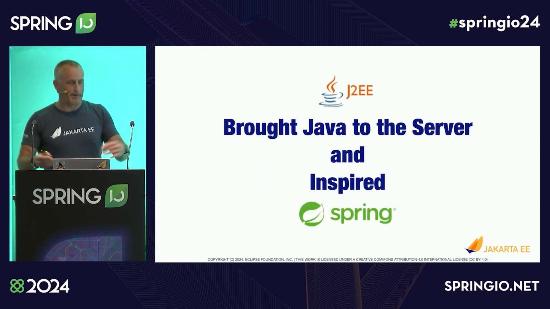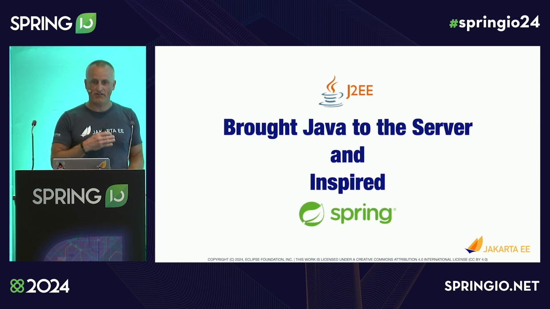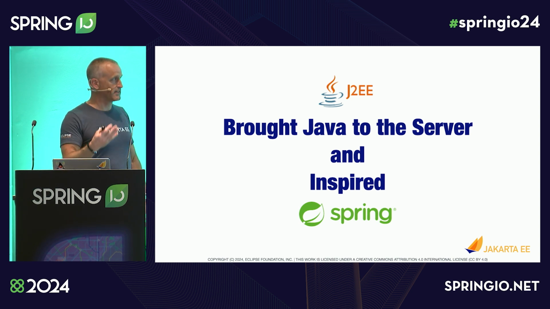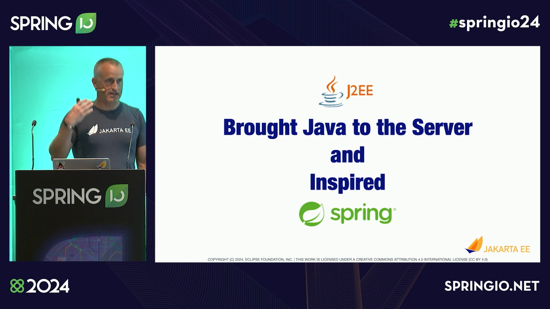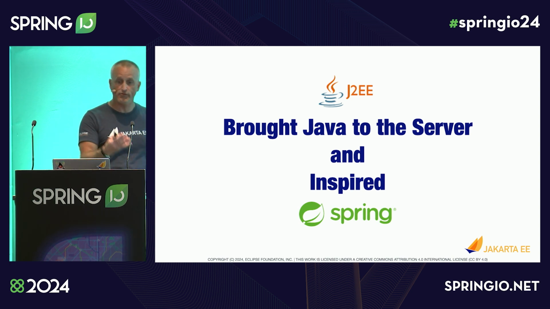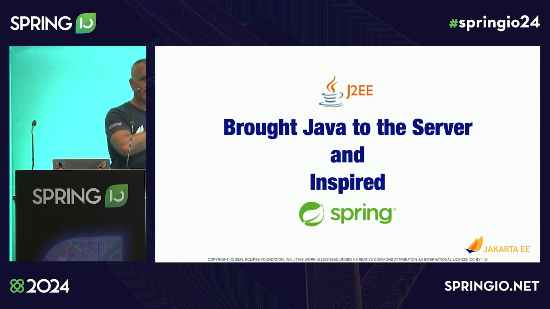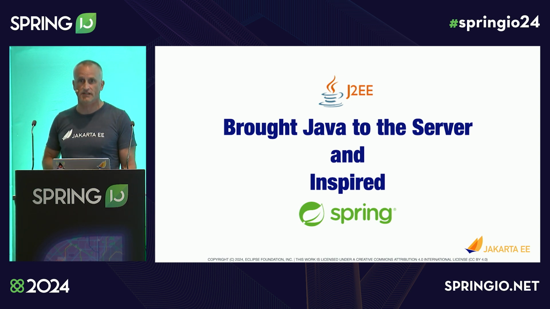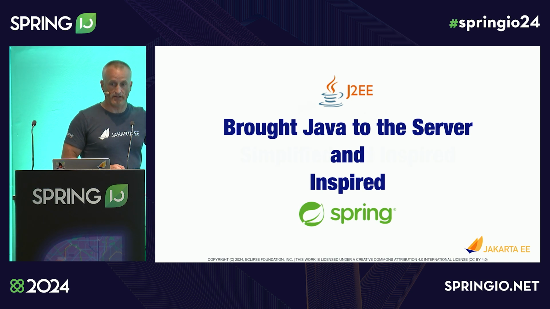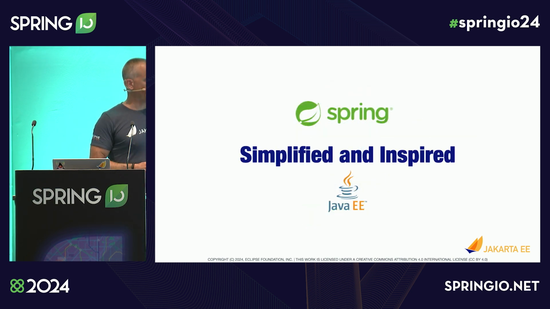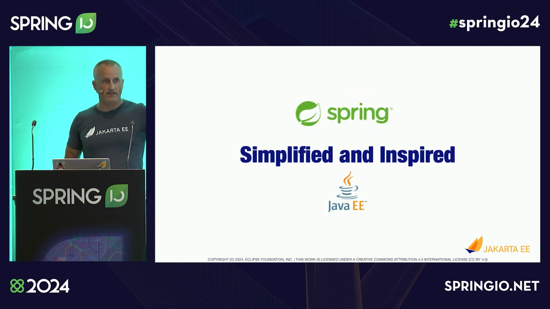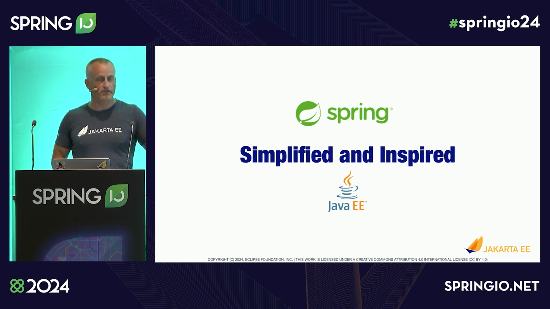So if we look back at the history, we can say that J2EE brought Java to the server. That's the key to that. J2EE is what we have to thank for our careers, for our jobs, for being here today. I don't think Java would have been here had it not been that J2EE made it such a tremendous success on the server. And Spring was inspired by this and made it better. And Spring has simplified it, and Spring is the technology that makes Java relevant today.